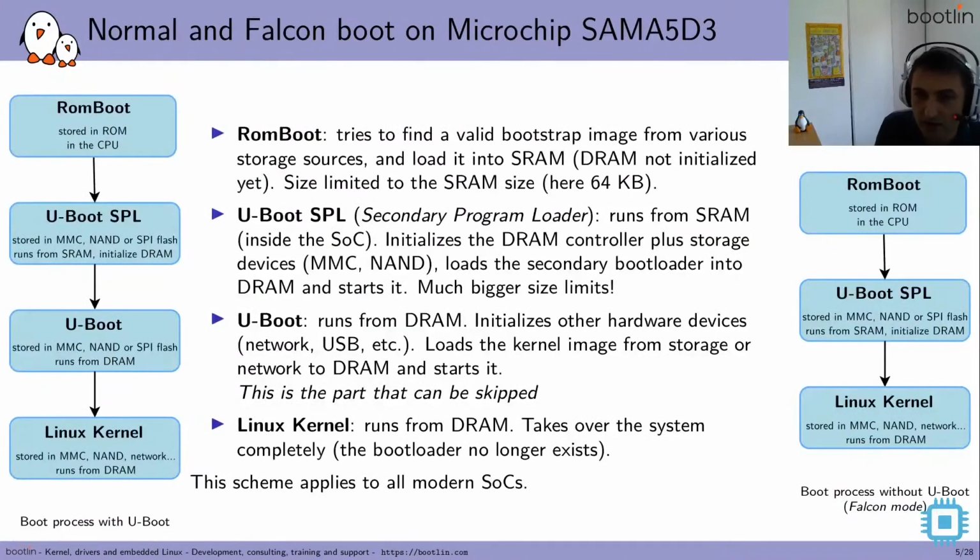Now I can start to explain the normal Linux boot on a SAMA5D3. It all starts with the ROM code that executes from the CPU. It's supposed to load a first stage bootloader from MMC, NAND flash, or SPI flash into the SRAM of the chip, which has limited capacity, unfortunately. But the job of this first stage bootloader is to initialize DRAM, which has of course much more space, so that you can load the entire U-Boot from storage and run it from DRAM this time. Then U-Boot will be in charge of loading the Linux kernel from wherever it's found, on storage or on a network, and run it from DRAM as well.